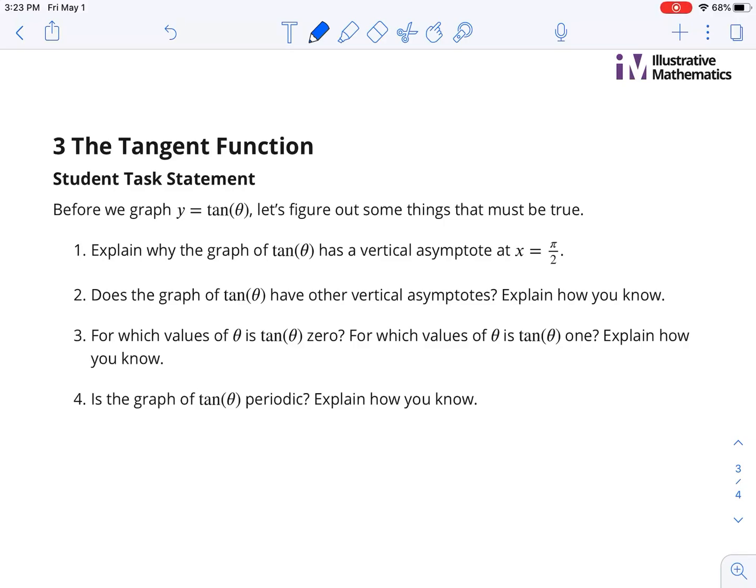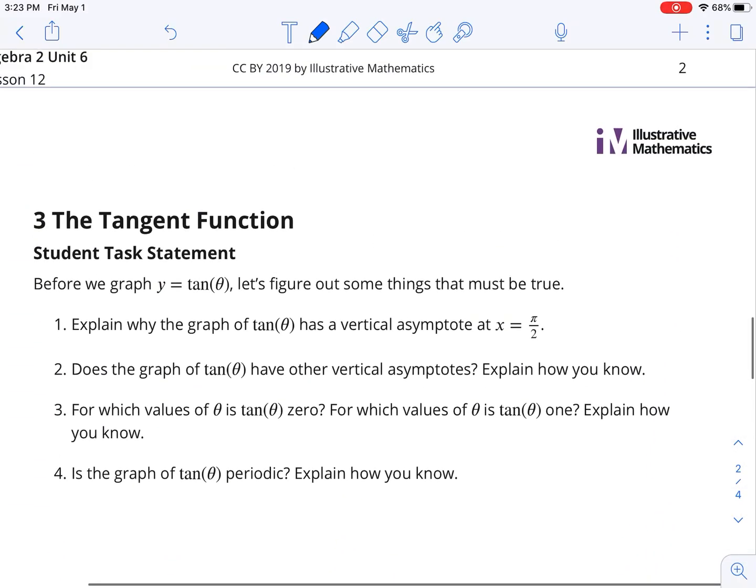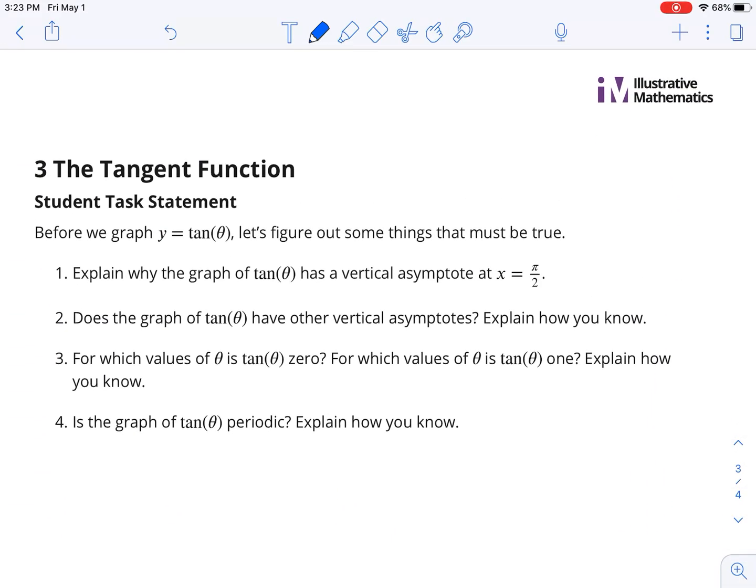All right, guys, to end it off, I just wanted to talk about a few things, and then we're going to go ahead and go with our activity synthesis with our graph of actual tangent. So this all led us up to what does the graph of tangent look like? Before we graph it, let's talk about a few things, namely explain why the graph of tangent of theta has a vertical asymptote at x equals pi over 2.